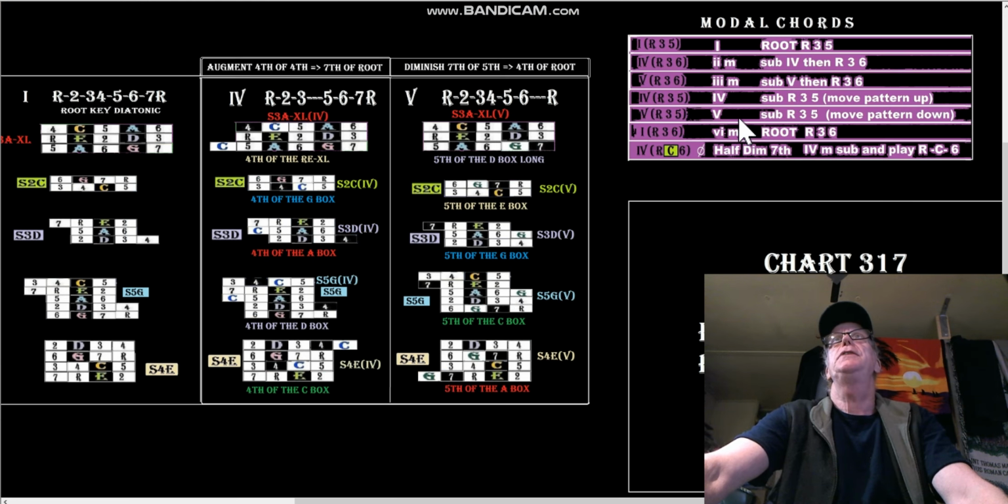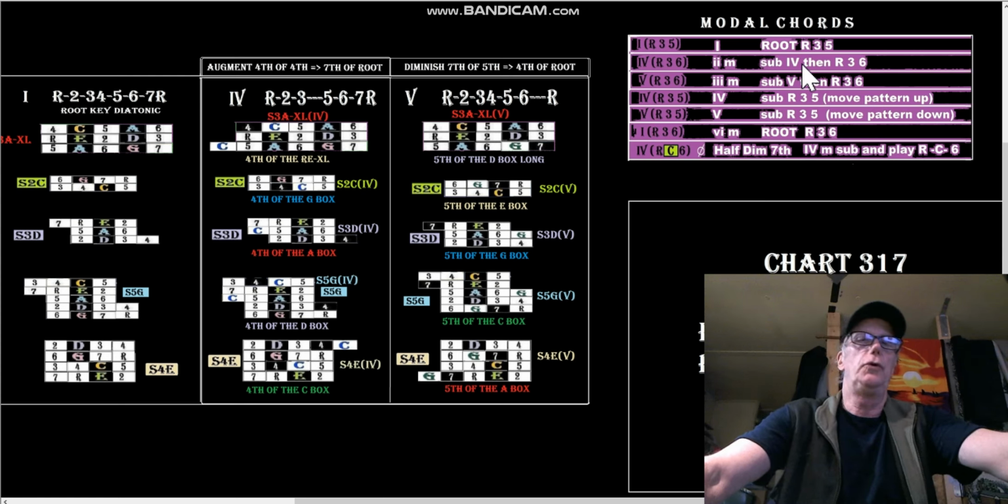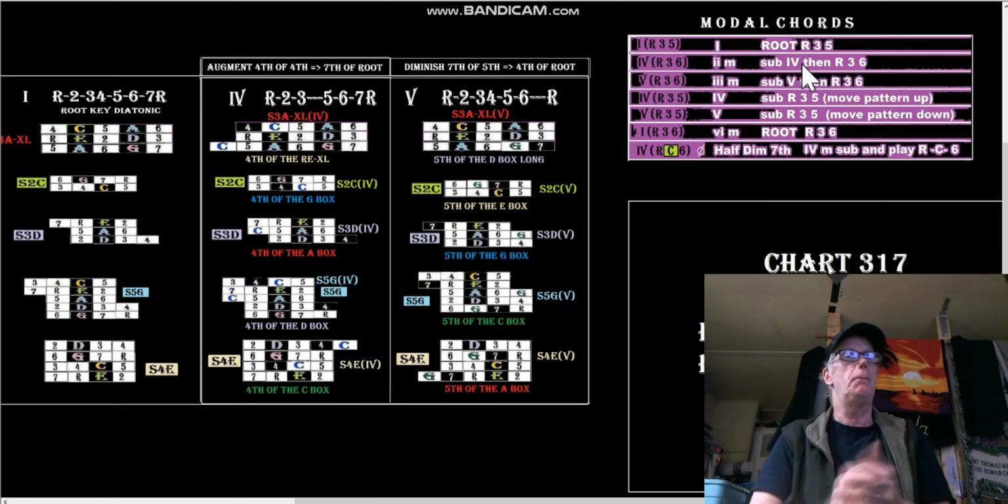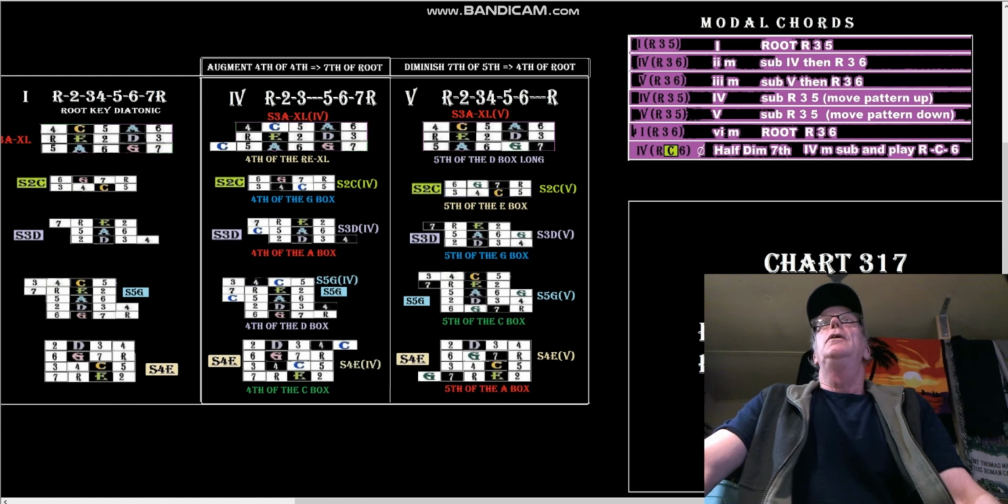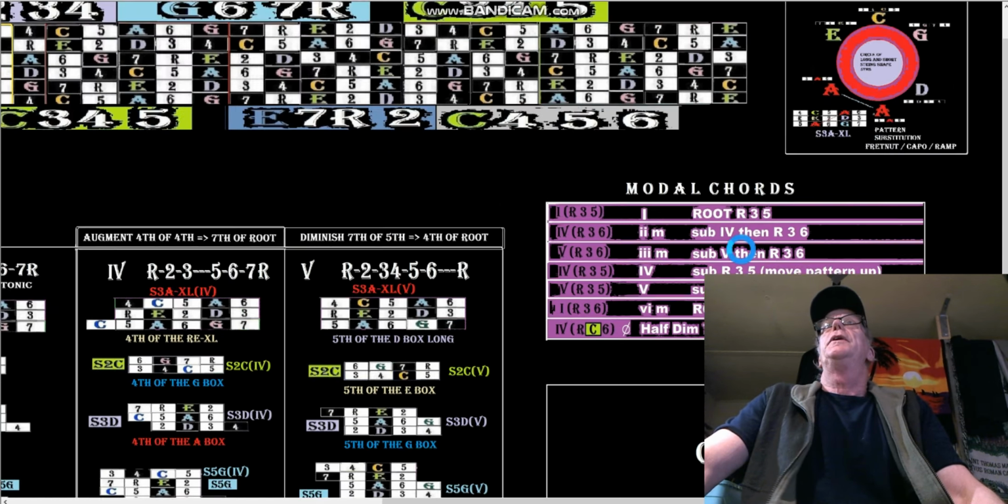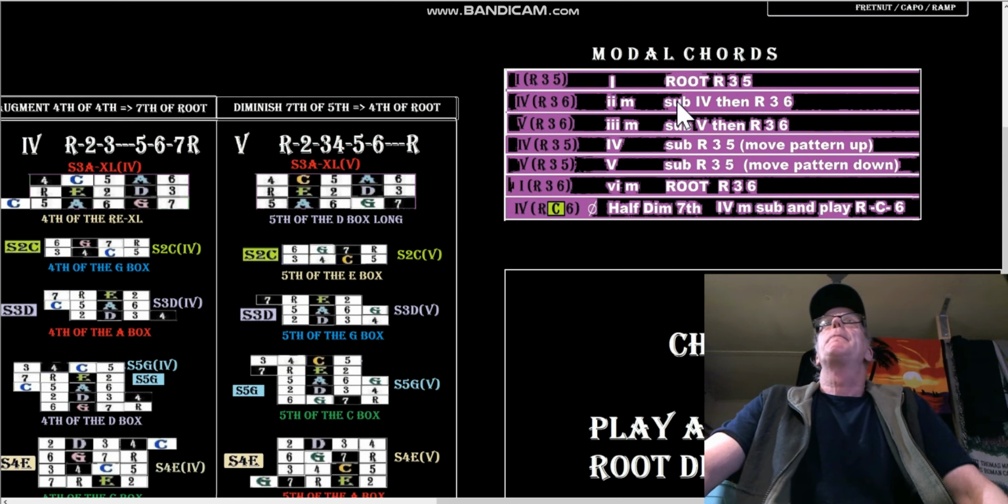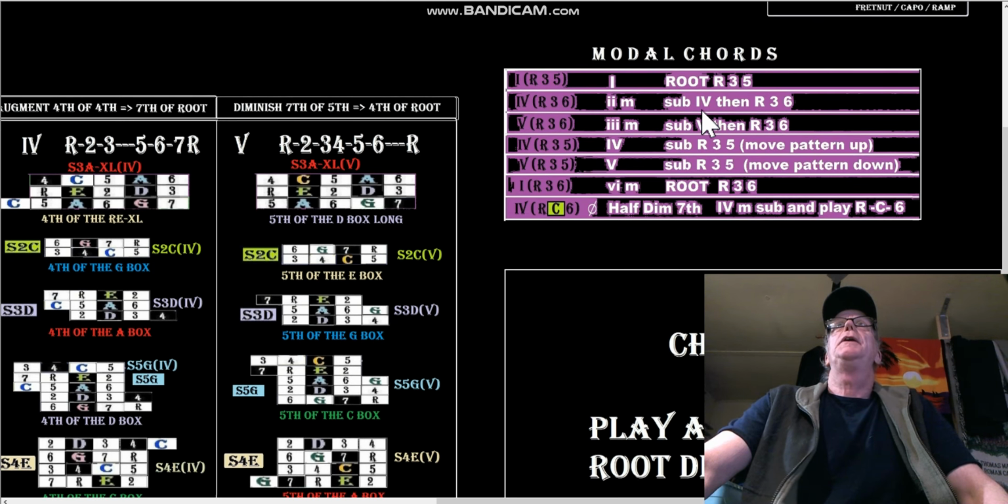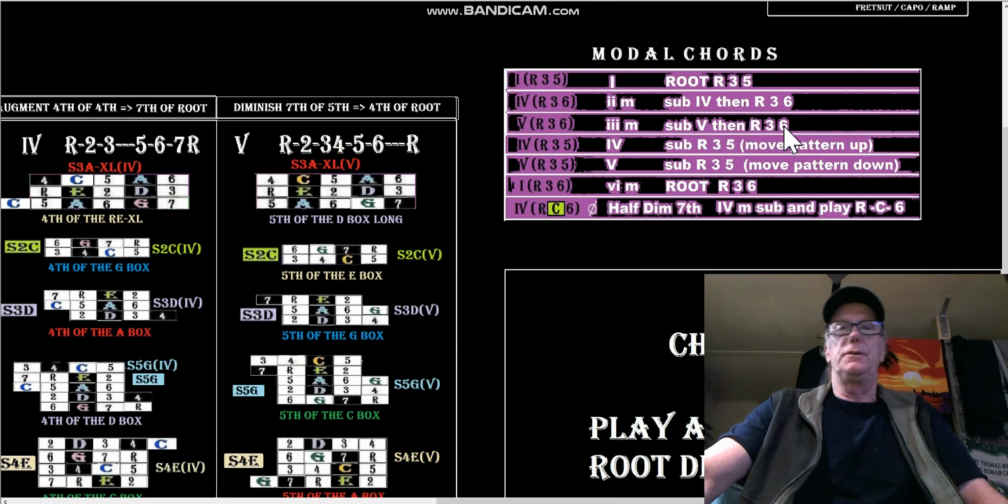Okay, now this is the little modal chart left over, and these are the old rules for the small cage system, not modal caged, but just caged. Okay, C-A-G-E-D. So we can see here, what does it say? What did I say? Root 3, 5, and then 2 minor would be substitute the fourth and then play root 3, 6 of that substituted fourth shape. For the third minor, we substitute the fifth and then play root 3, 6 of that substituted fifth shape.